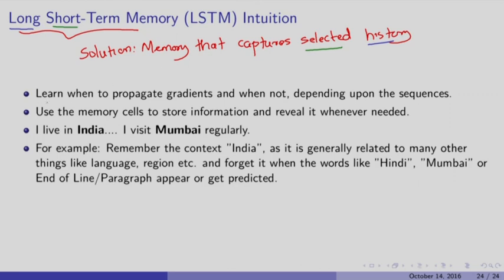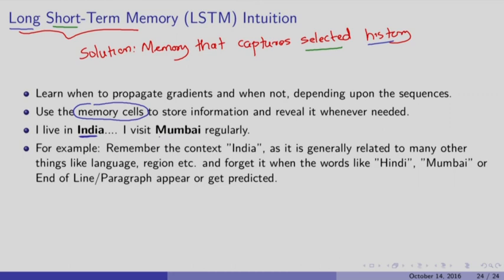So procedurally this will mean you learn when to propagate gradients and when not, depending on the sequences. You use the memory cells to store information and reveal it whenever needed. So you are going to basically have something called a memory cell which stores information on when to propagate and when not to propagate. So for example, if you have "I live in India", I am certainly interested in the fact that I have seen India when I try and look at the next possible location.